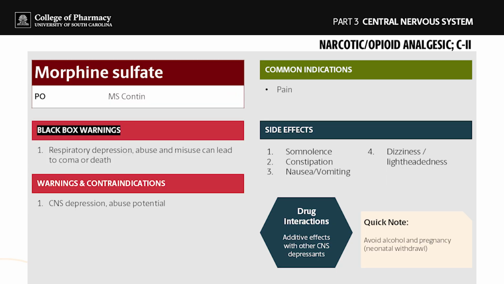Another narcotic opioid analgesic, which is a class 2, schedule 2, morphine sulfate, brand name MS Contin, and it's used for pain. Side effects would be somnolence, constipation, nausea, vomiting, dizziness, and lightheadedness. This also can cause respiratory depression, abuse, and misuse, and it can lead to coma or death. So you've got to be very careful with this and tell your patients.